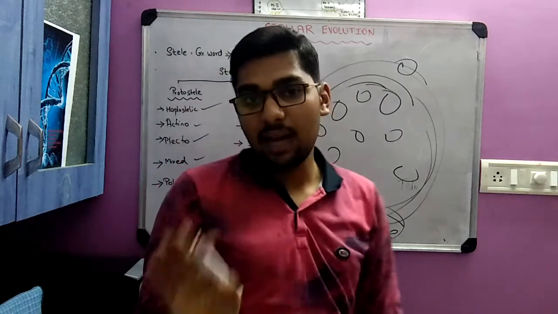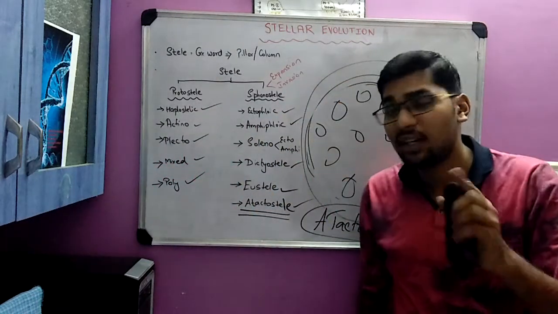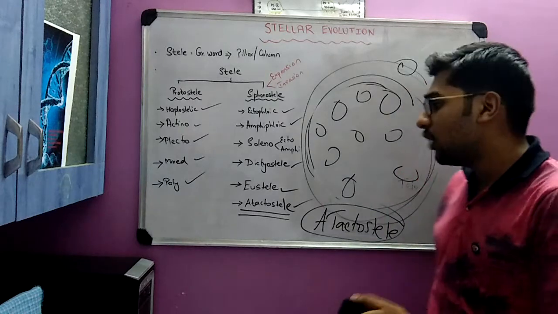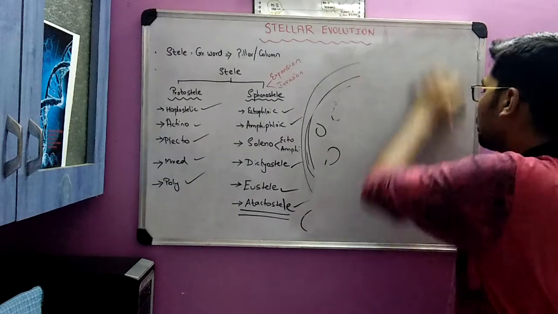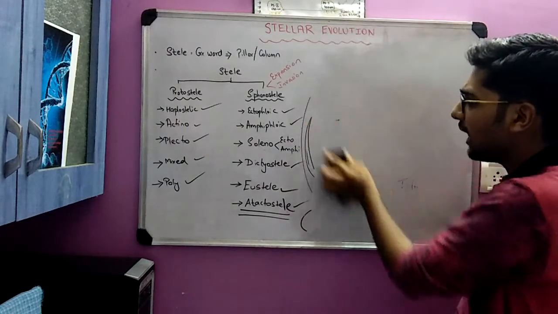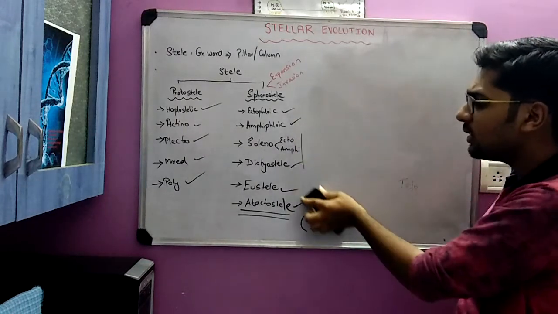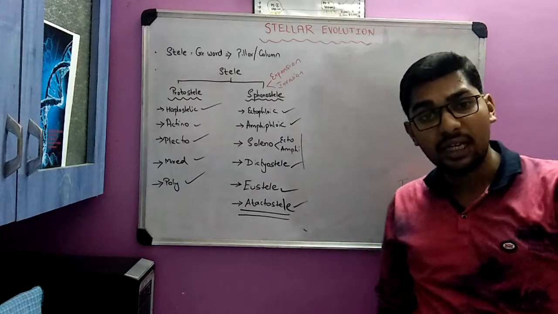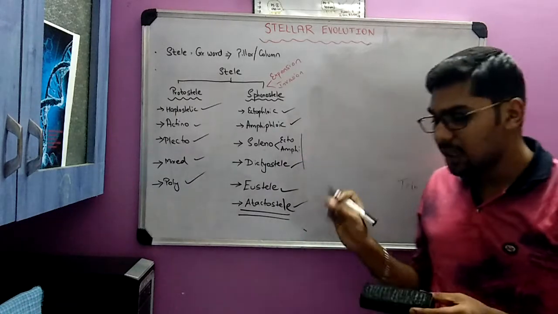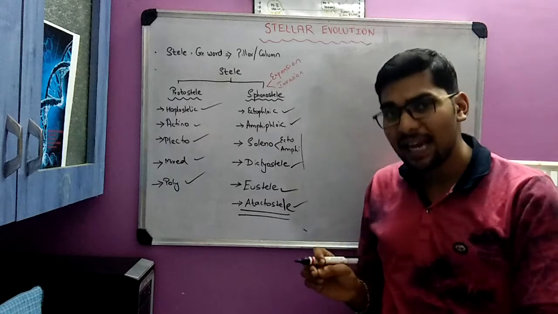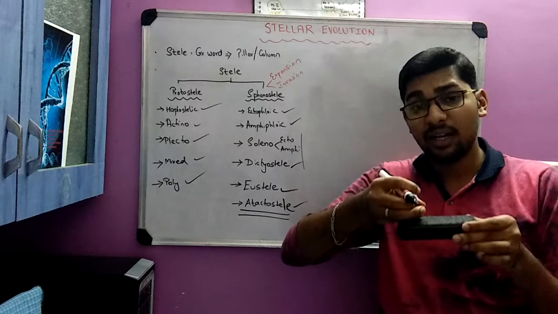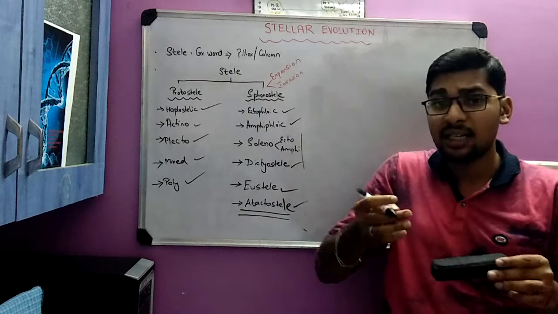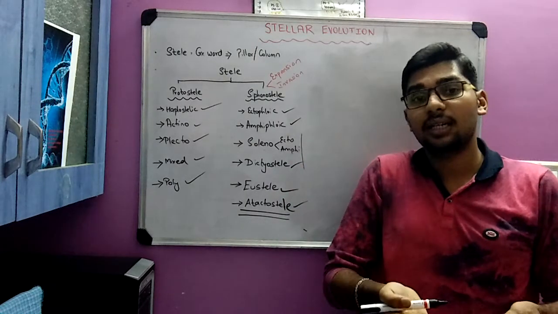So under siphonostele we have ectofloic, amphifloic, solenostele, dictyostele, eustele, and atactostele. These are the types you can see, and all these types are seen in pteridophytes. That is most astonishing. For example, if we take any pteridophyte, let it be Equisetum or Selaginella, the root will have one type, the rhizome will have another type, the aerial shoot will have another type, and the old shoot will have another type of stele.